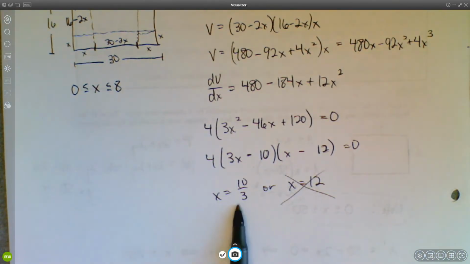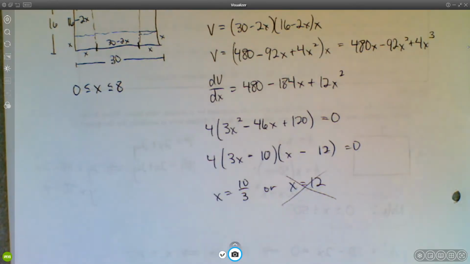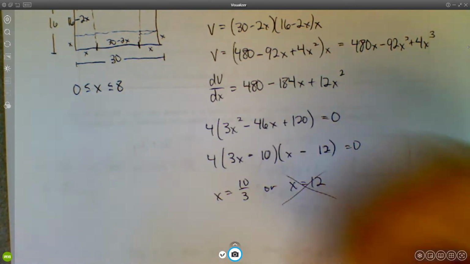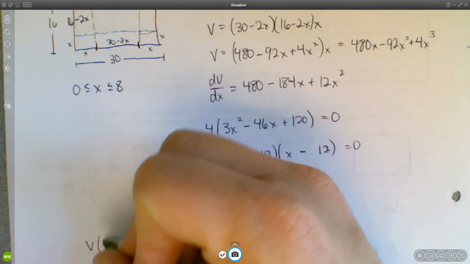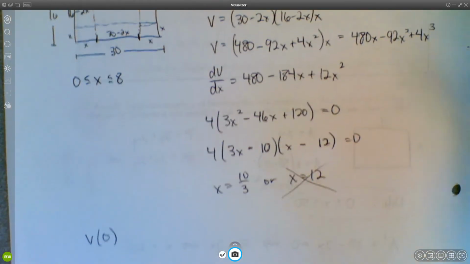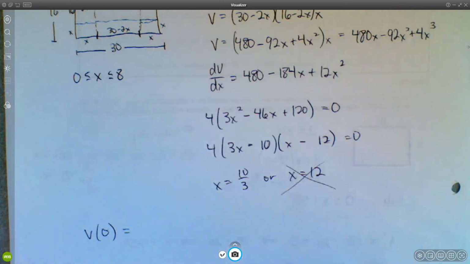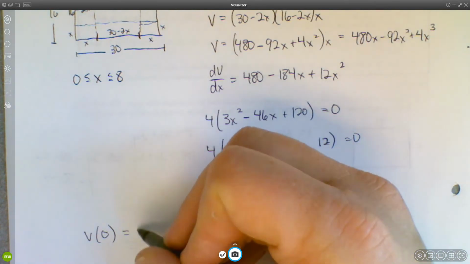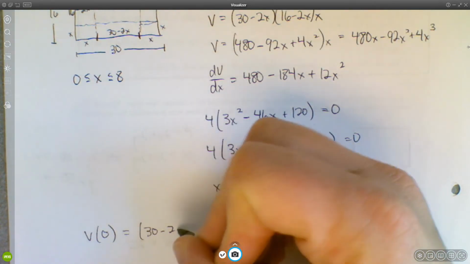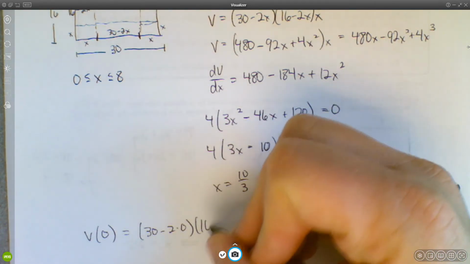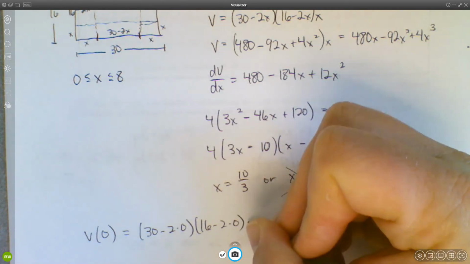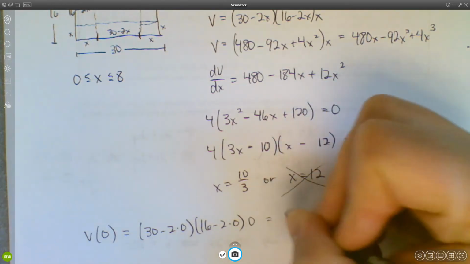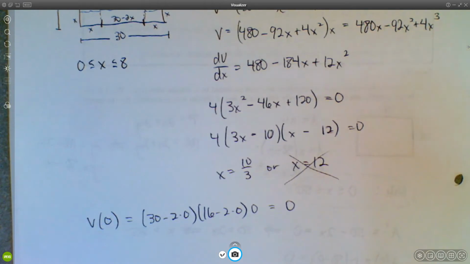So we know that we're not really concerned about that one. That means the only critical value we really need to test is 10/3, and of course the endpoints 0 and 8. So let's do that. If we plug in 0 to the volume, I'm going to use the original factored version. So this is 30 minus 2 times 0 times 16 minus 2 times 0 times 0, which is just going to be 0. Okay, that's not very interesting.